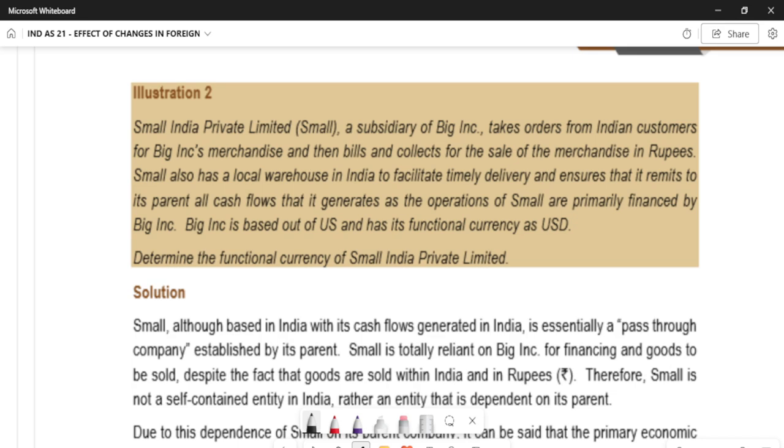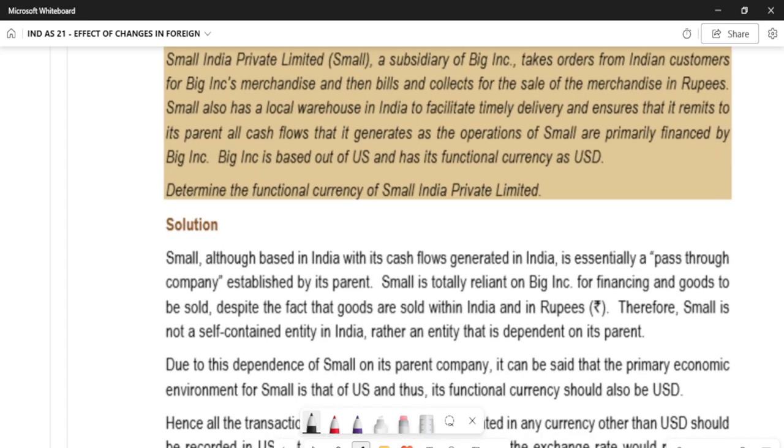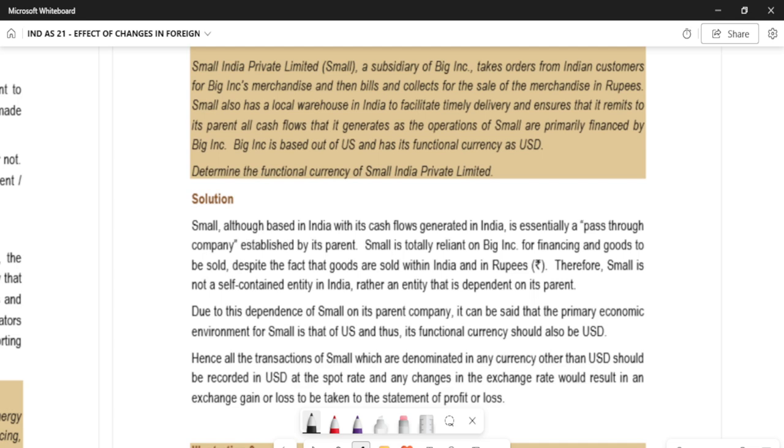Big Incorporation is based in the US and its functional currency is US dollars also. Determine the functional currency of Small India Private Limited, because Small India Private Limited is doing all business in rupees. So now what we understand here is that Small, although based in India with its cash flow generated in India, is essentially a pass-through company. What is meant by pass-through company? What they have collected should be deposited. A pass-through company is established by its parent.